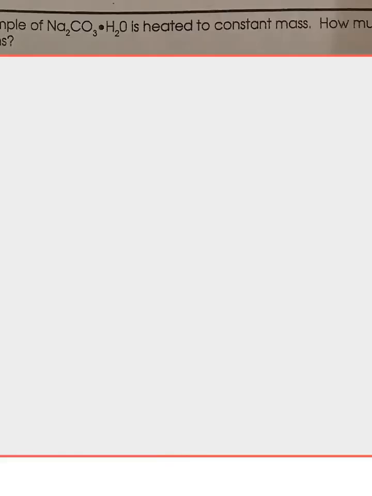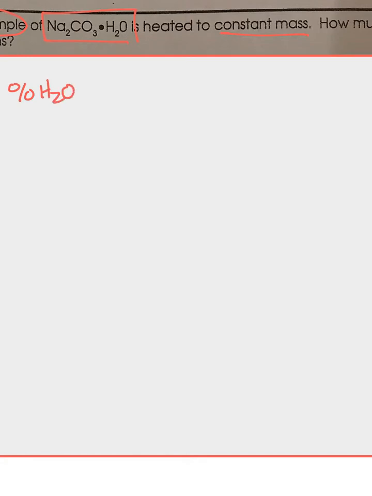All right, this one's a little bit more involved. You've got a 3-gram sample of a hydrated salt, and it's heated to a constant mass. What that constant mass means is you've taken all of the water out, and they want to know how much of the anhydrous salt remains. Well, what we can do here is say that we have 3 grams of this Na2CO3·H2O, and we need to figure out what the percent of water is in that 3-gram sample.